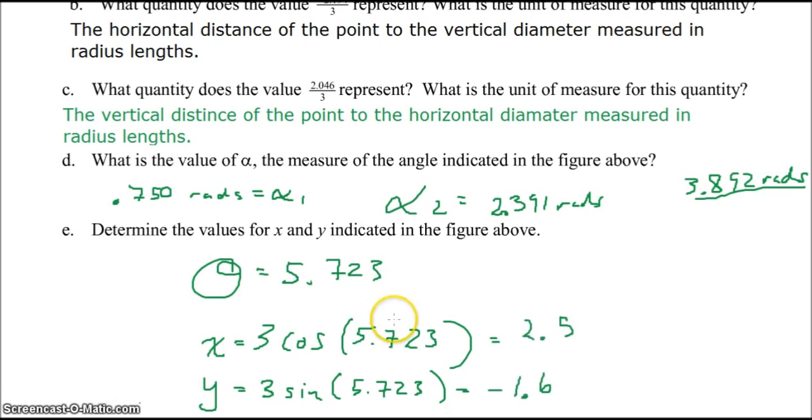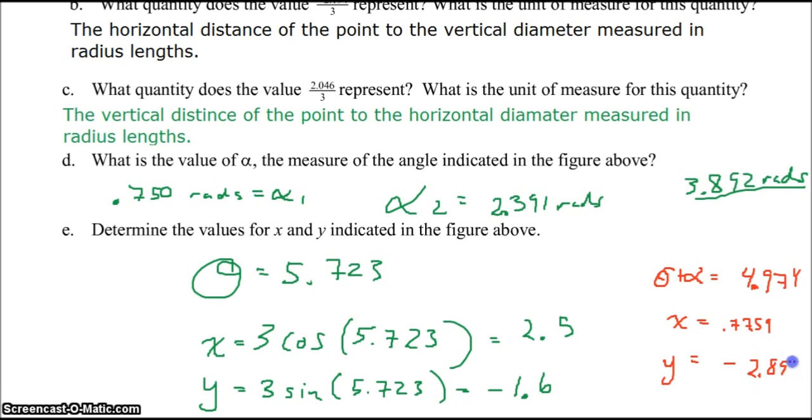And we'd get a point. You can see here the answers that I got. Sorry, I don't know what the book's talking about, but it has a different answer. Theta plus alpha, they got 4.974 radians. And then that means that x would be 0.7759 and y would be negative 2.8978.